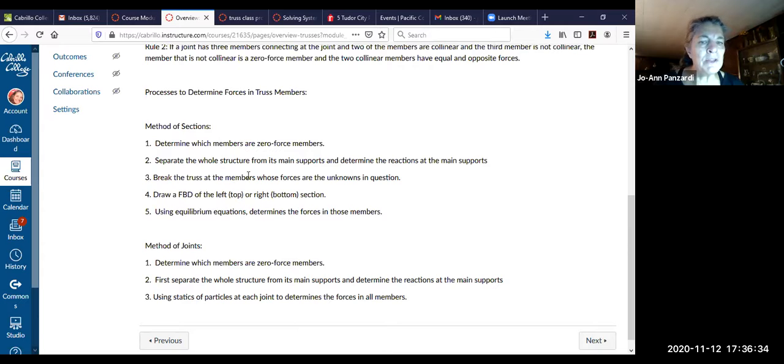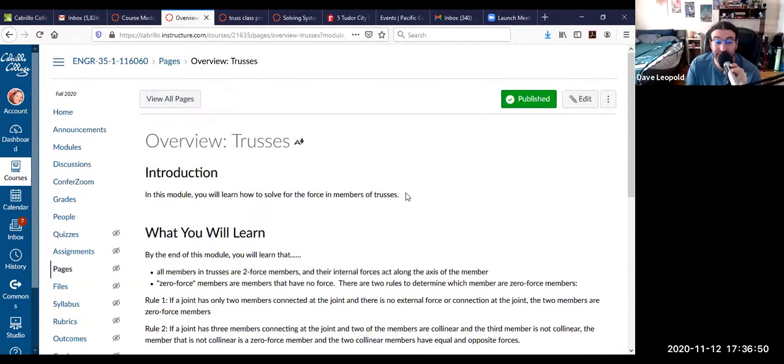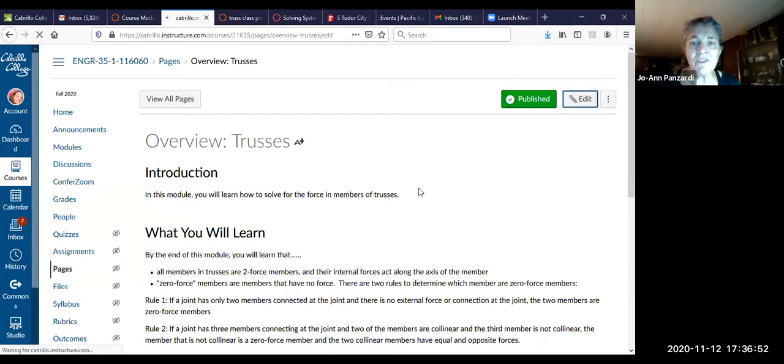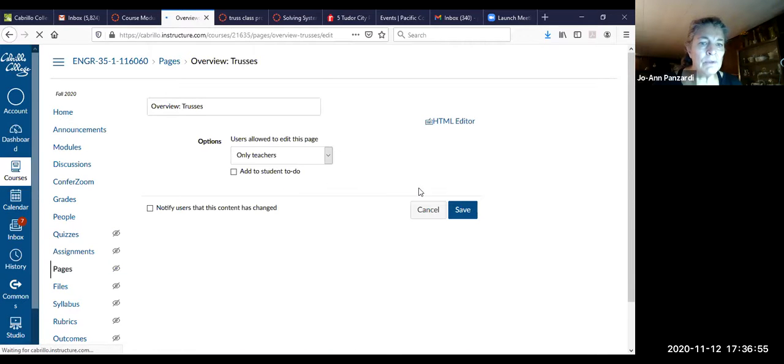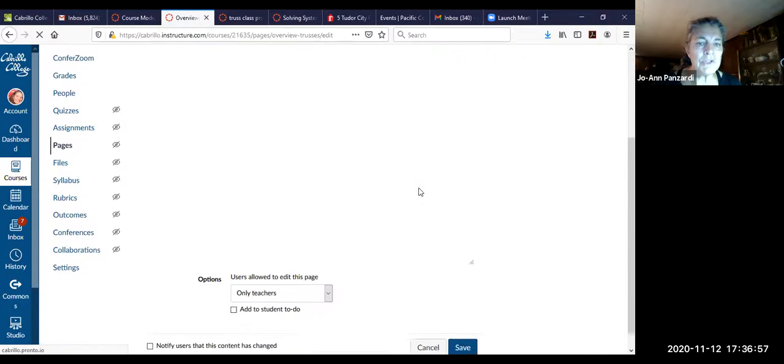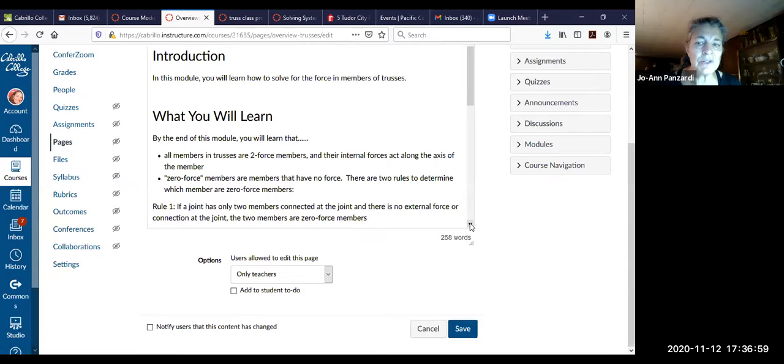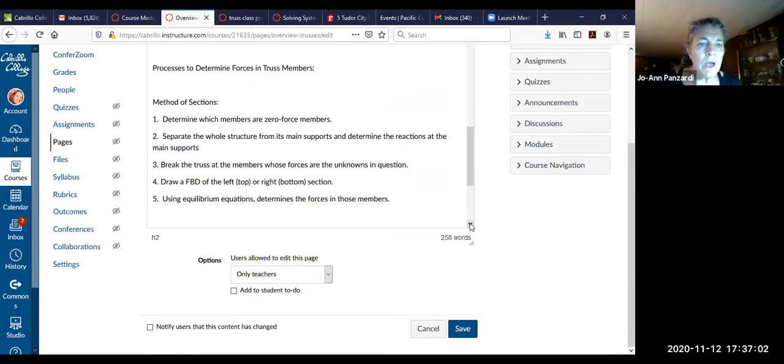Step 3, break the truss at the members whose forces are unknown and in question. Draw a free body diagram of the section. Maybe I should say draw a free body diagram of one of the sections. Could I say relevant section? Yeah, actually, either one is fine. One might just take a little bit more work. I'm going to just call it a section because it's called method of sections. So break the truss. Draw a free body diagram of one section.